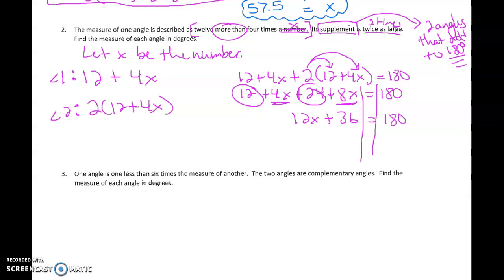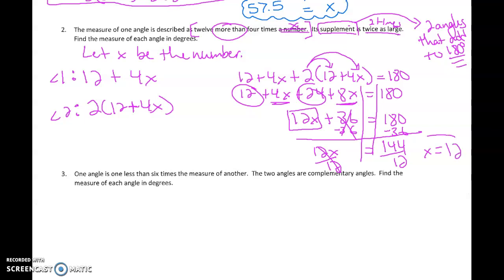Notice when I do this, I am at a two-step equation. Same process, different numbers. I'm solving for 12x. I've got to get rid of this 36 first. It's a positive 36, so I combine it with a negative. Whatever I do to one side, I have to do to the other. I have 12x, double check to make sure that cancels, equals 180 minus 36, which is 144. Now 12 times what number equals 144? This is multiplying, so we divide. 12 divided by 12 is 1x, and 144 divided by 12 is 12.